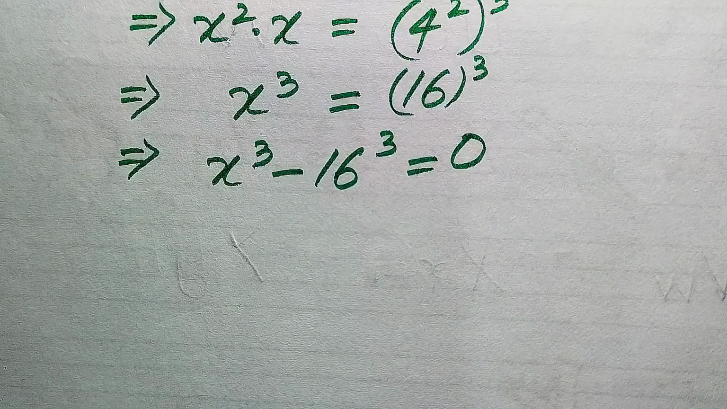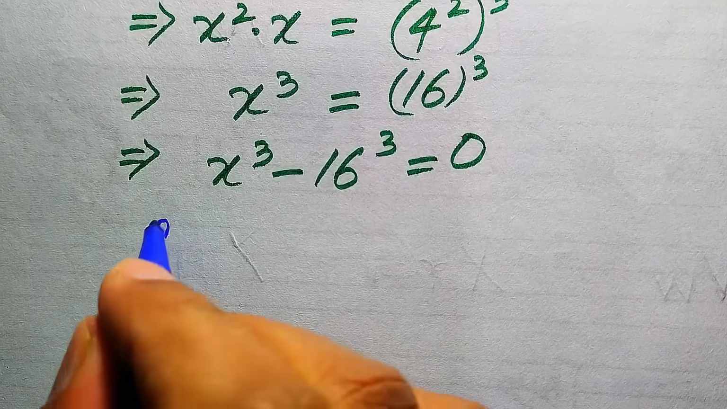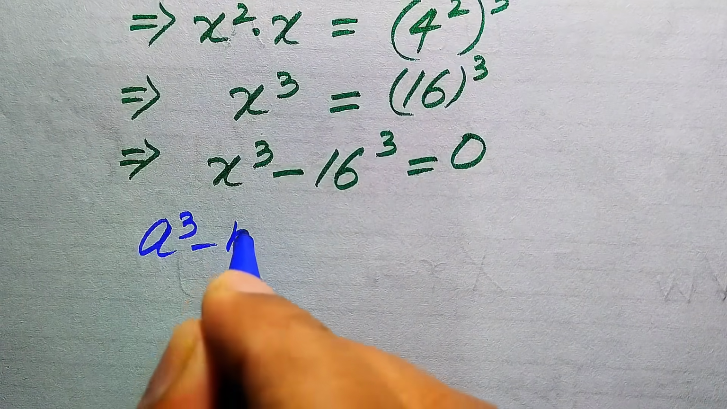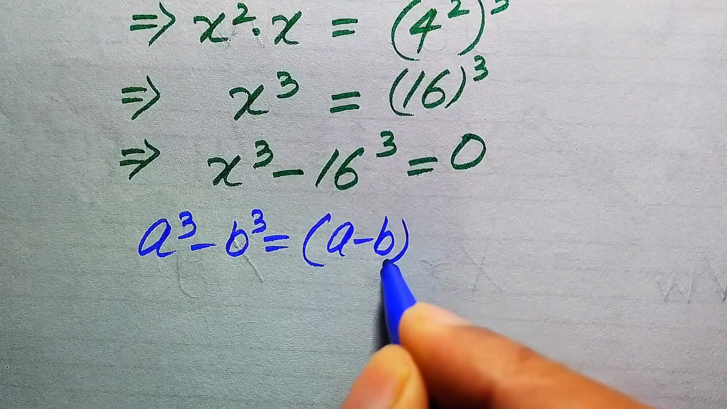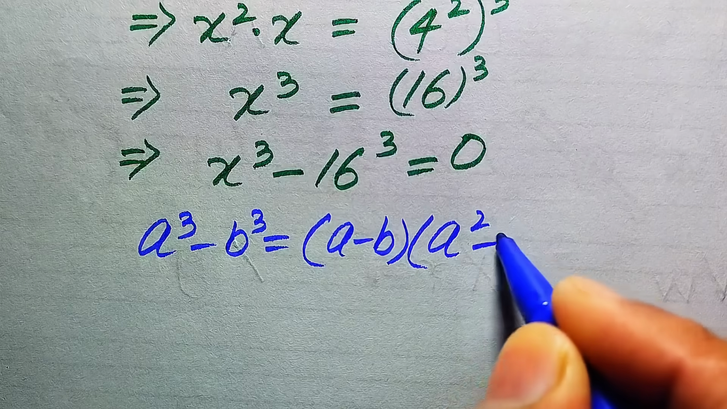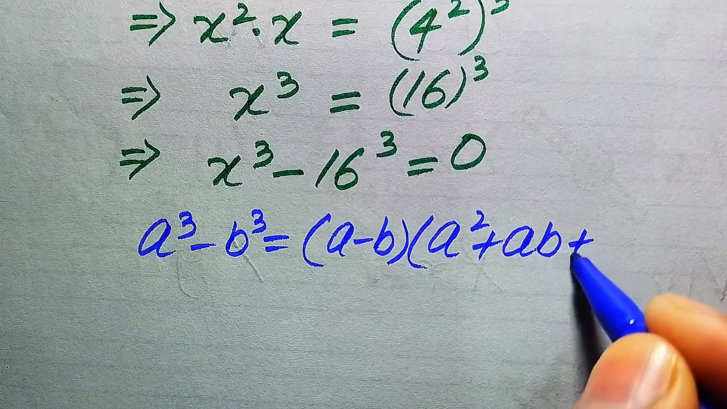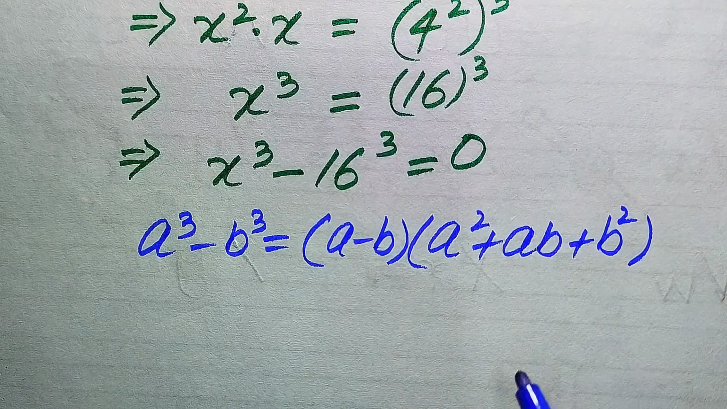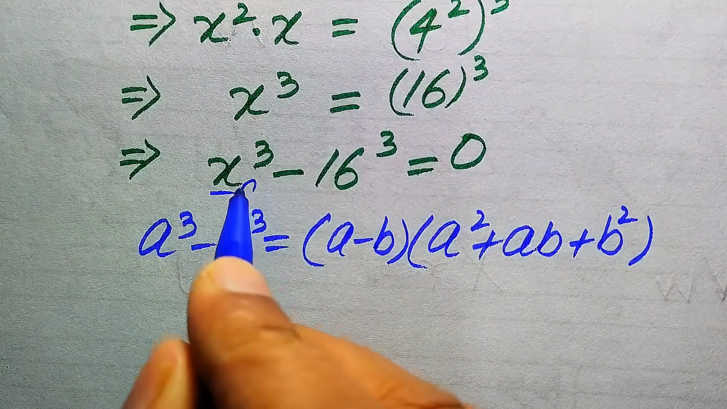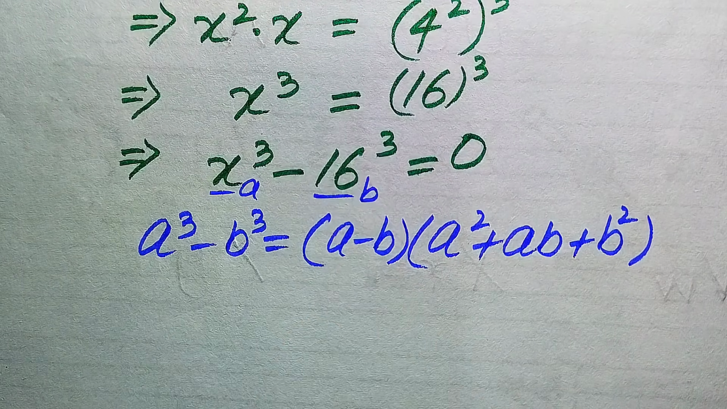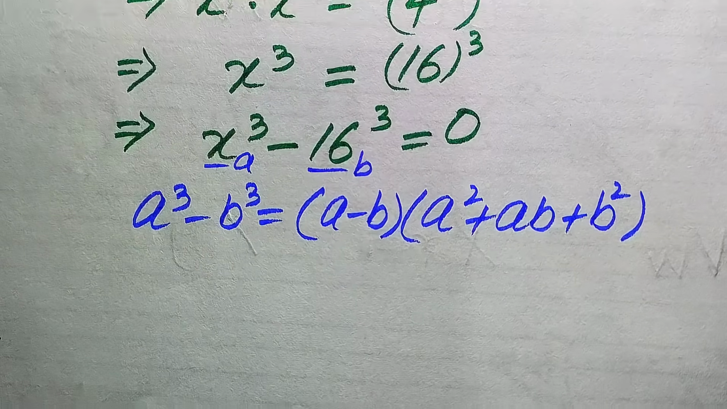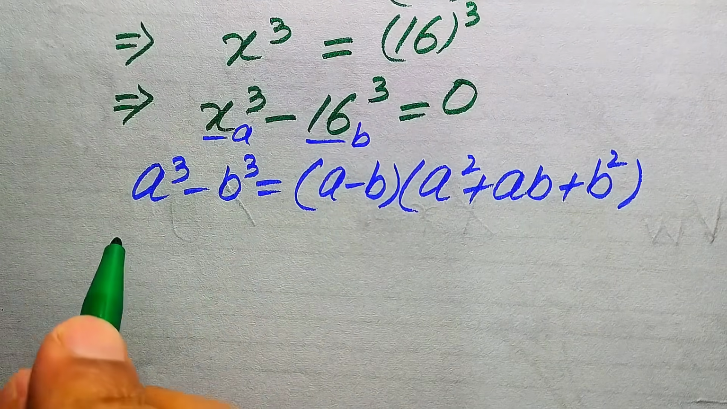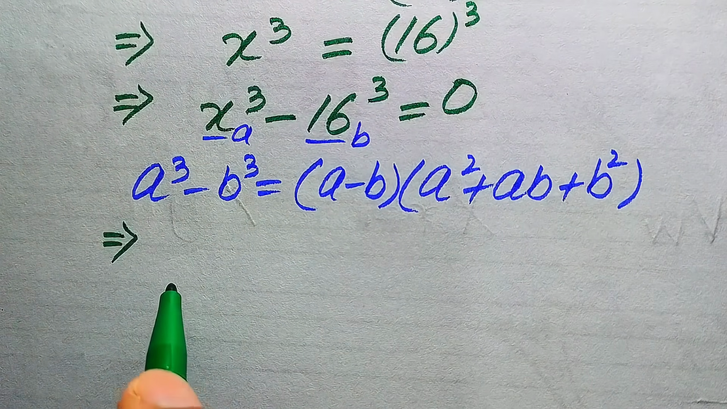And here we need to apply the nice cubic formula. You know about that. If we have a cubed minus b cubed, it equals a minus b times a squared plus ab plus b squared. And you see here the base of this term is our a and the base of this term is our b. So we just apply this cubic formula to the above equation.